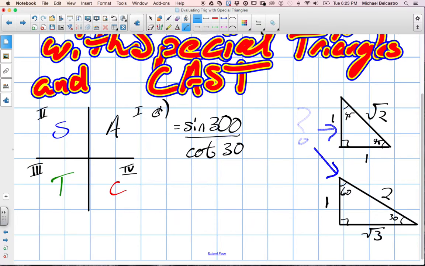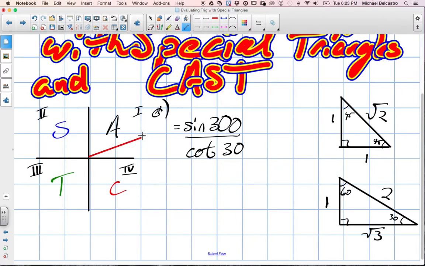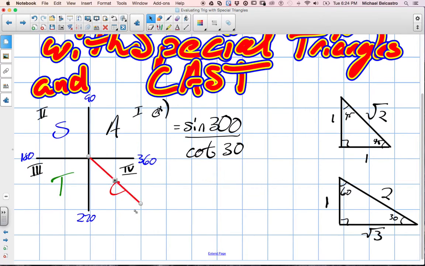So let's say we have a rotating arm, and you're familiar with the unit circle. We have a rotating arm, and it starts here, and then it goes all the way around. As long as we know the values in the CAST system, we can evaluate what quadrant that's in. So we know that 0 to 90 is in the first quadrant, 90 to 180 is in the second, 180 to 270 is in the third, and then 270 to 360 is in the fourth. So because this is 300, that means we're in the fourth quadrant.